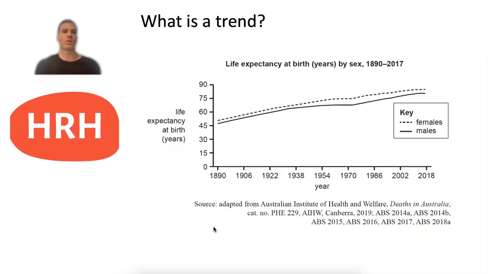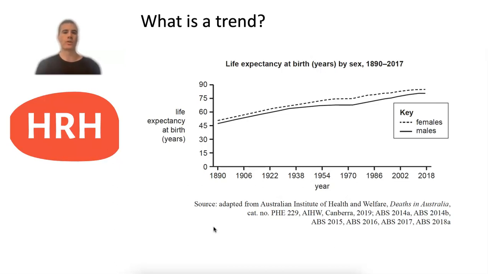So to look at what a trend is, I thought I would provide you with a graph that's been in the HHD exam in the past so that we can look at a couple of different examples of trends. When considering trends, what you're often looking at is changes over periods of time or differences between groups. So if you were looking at this data here, which is looking at the life expectancy at birth for males and females in Australia, and you were asked for an example of a trend, there's a couple of different things that you might say.